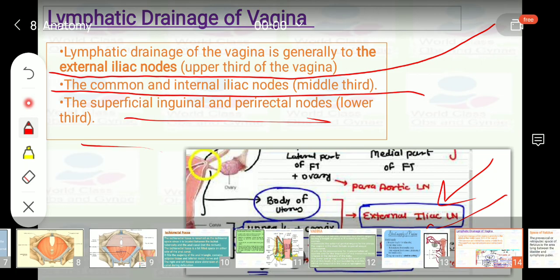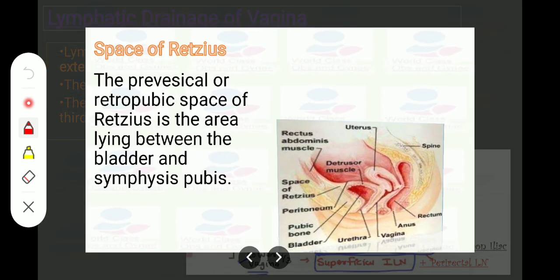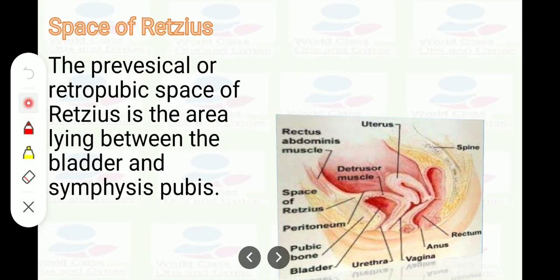And then the space of Retzius is also a little bit important. Sometimes the question is asked about this. It is basically the prevesical or retropubic space of Retzius. These are other names, and it is the area lying between the bladder and symphysis pubis.